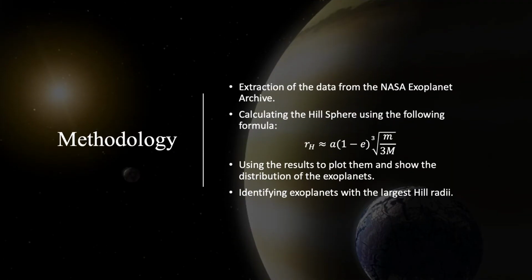So moving on to the methodology, to start the process off, I had to extract the data from the NASA Exoplanet Archive, but before exporting it into an Excel file, I had to ensure I had the necessary properties needed to compute the calculations. So looking at the formula, we can see that it was essential for me to have the semi-major axes, the eccentricity, mass of the planet, as well as mass of the star in order for the calculations to be completed. The formula then approximates the Hill sphere of the exoplanet.